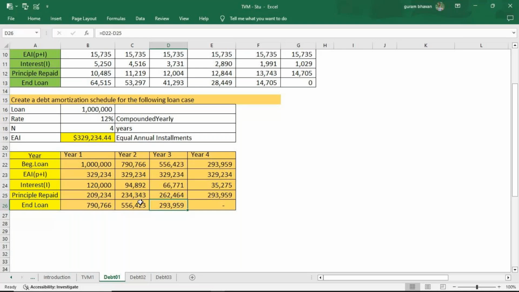Okay, ma'am, that is because of the decimal value not getting rounded off. So what about others? Others are able to do it? Yes, ma'am.